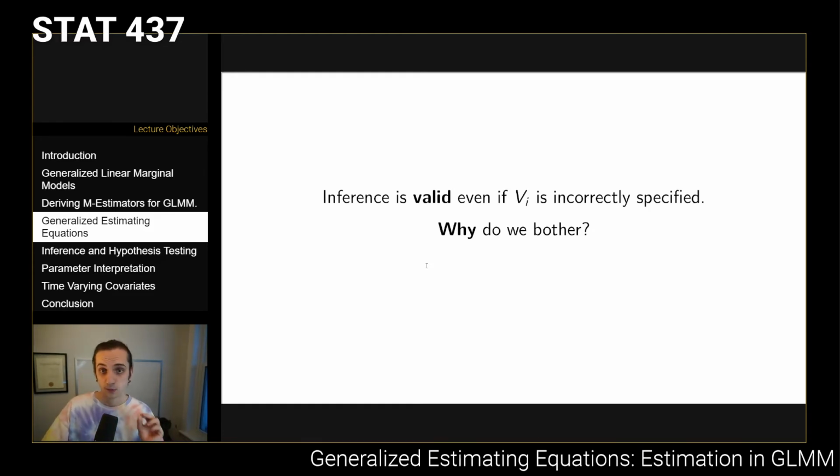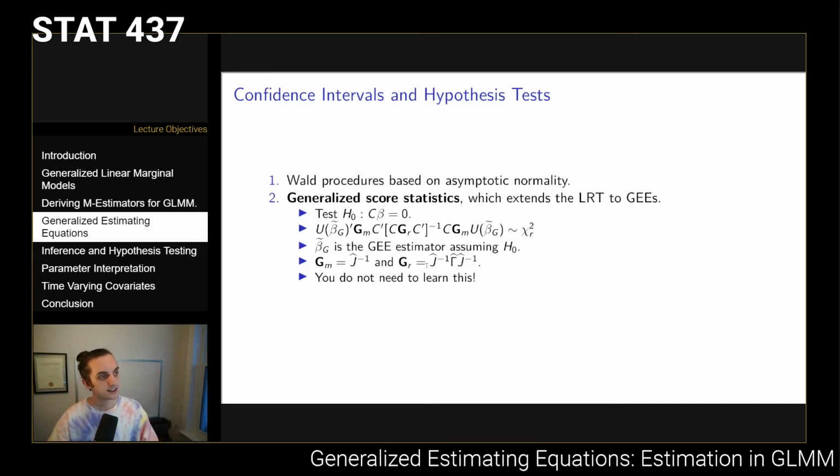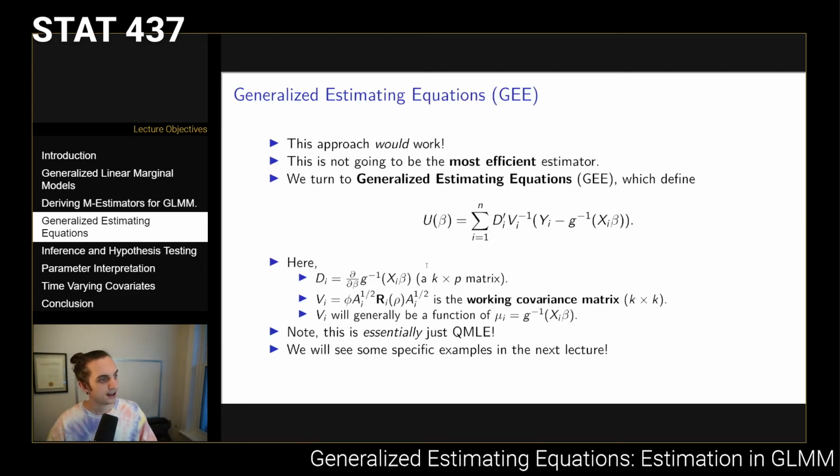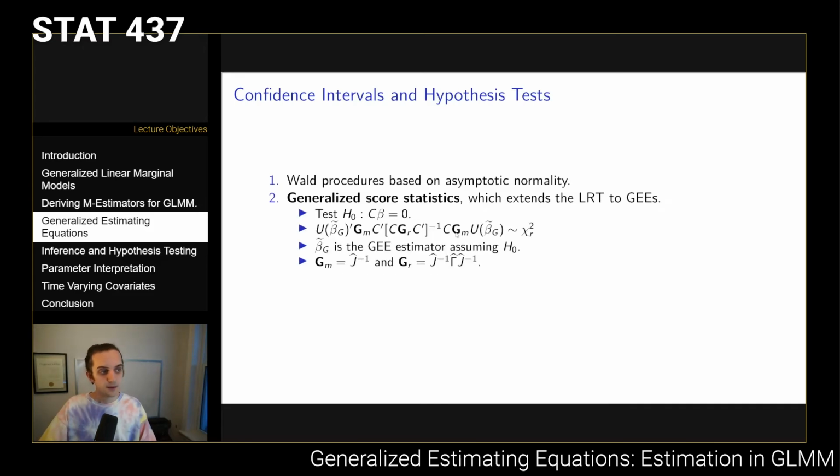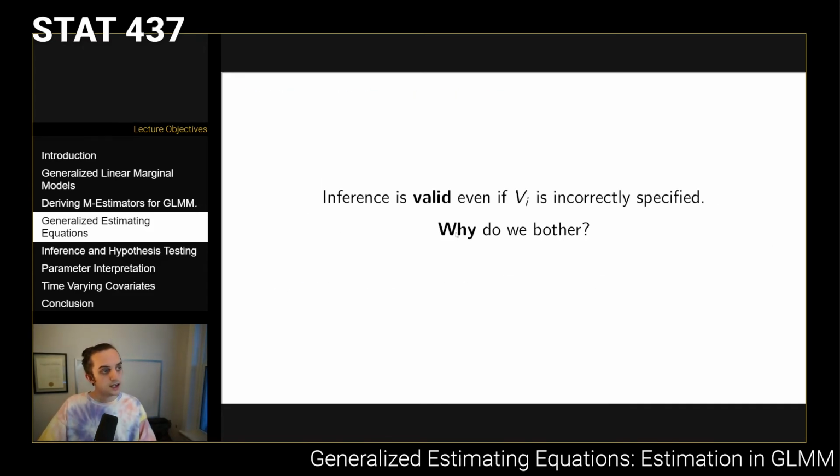So one other point, and I've made this a few times, but I'm going to harp on it a little bit further right now, is that inference is valid even if our variance matrix is misspecified. In fact, inference is valid as long as we have the mean model correct. So why do we even bother specifying a variance matrix, right? If we go back here a little ways, if we can just take V_i to be anything we want it to be, why don't we just take it to be the identity matrix? Why even include it here? So there's a couple of reasons for this. The primary reason is efficiency.